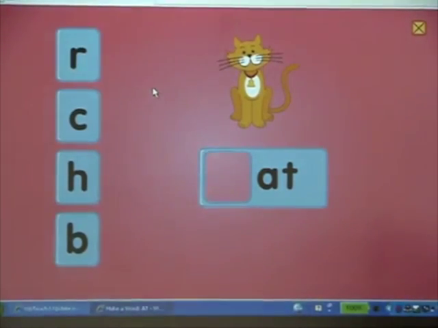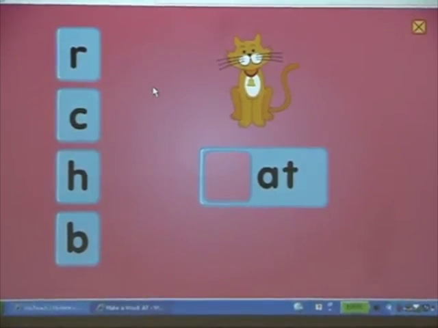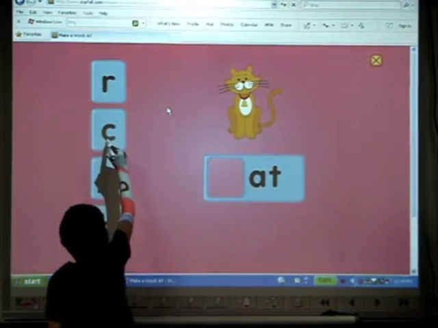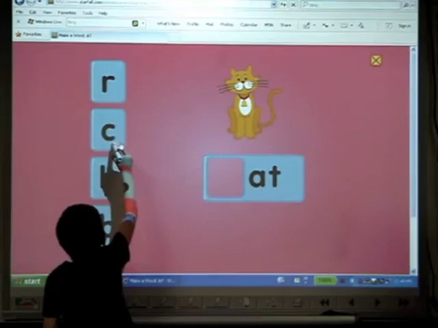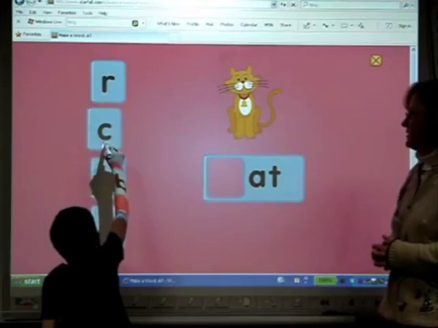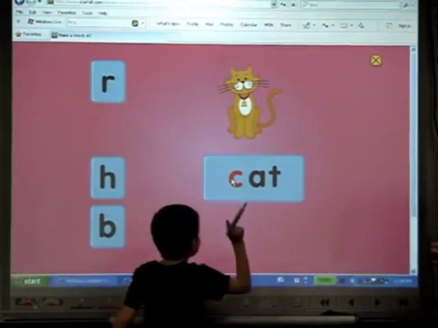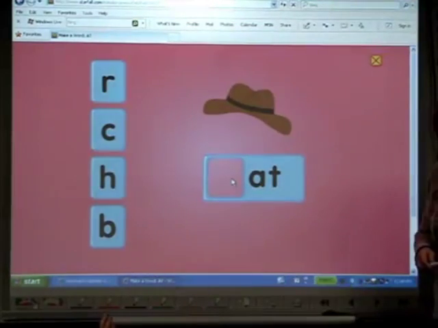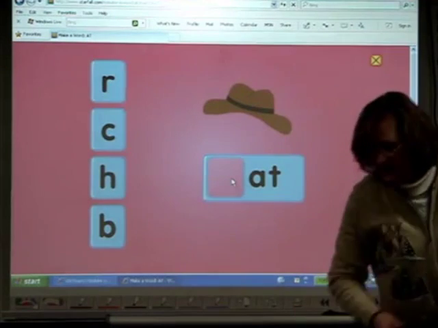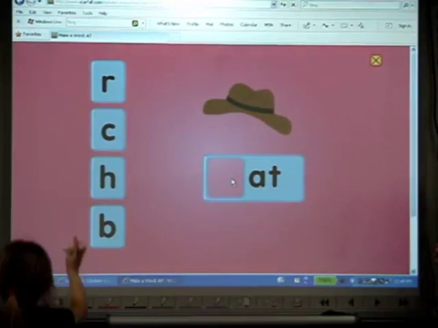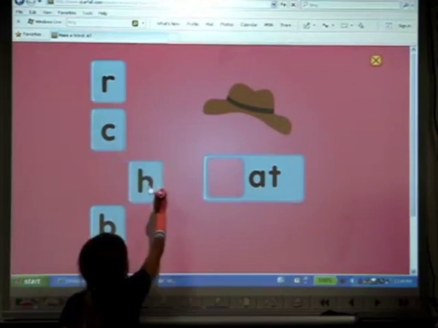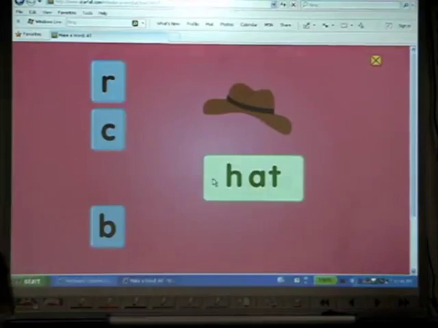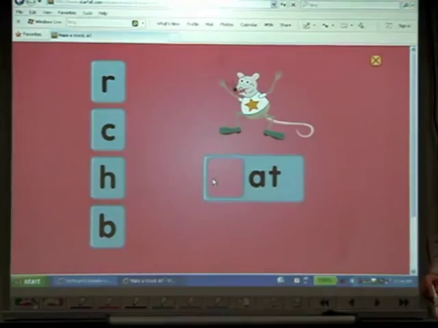Cat. Can somebody come up here and make cat? Come over here and make cat. Show us how we do that. Push harder, baby. Push harder. There you go. You got it. Cat. Cat. Good for you. Hat. Who can do hat for us? Good job. Rat. Who can do rat?